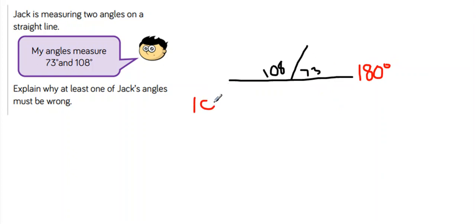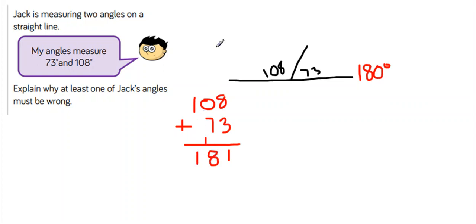So I've got 108 and I've got 73. And I'm doing this because I know that the error must be somewhere either in his calculation or with the angles that he has used. So 8 add 3 is 11. 0 add 7 is 7, add 1 is 8. And then 1 add nothing is 1.